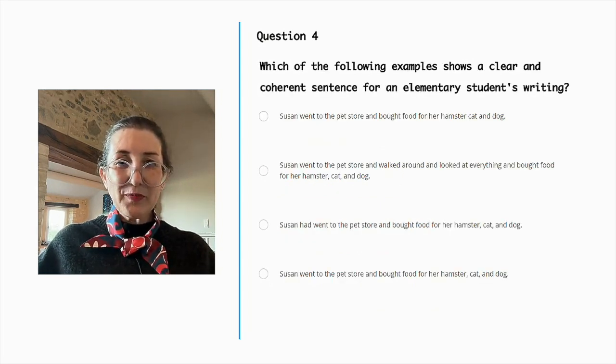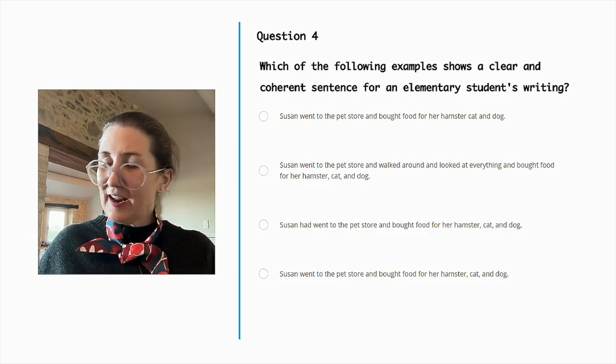Question number 4. Which of the following examples shows a clear and coherent sentence for an elementary student's writing? Susan went to the pet store and bought food for her hamster, cat, and dog. Susan went to the pet store and walked around and looked at everything and bought food for her hamster, cat, and dog. Susan had went to the pet store and bought food for her hamster, cat, and dog. Or, Susan went to the pet store and bought food for her hamster, cat, and dog.